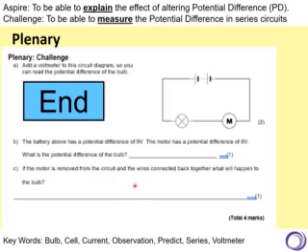If the motor is removed from the circuit and the wires connected back together, what will happen to the bulb? So fairly obviously, if there's 9 volts and the motor was using 8 of them, the answer would be that we would be looking at a large increase in the brightness of the bulb, and it's just a description that we need. So if you need to just pause for a moment just to complete your answers properly, please do that now. We're going to move on to our last plenary question.